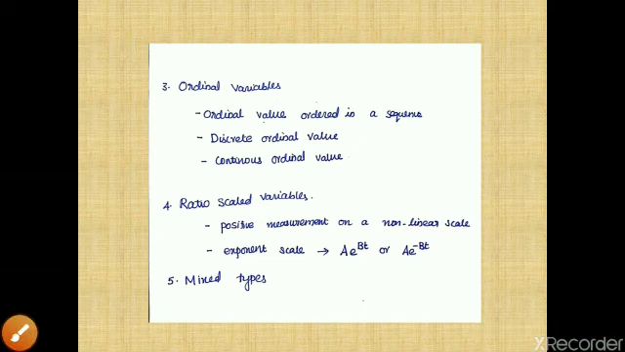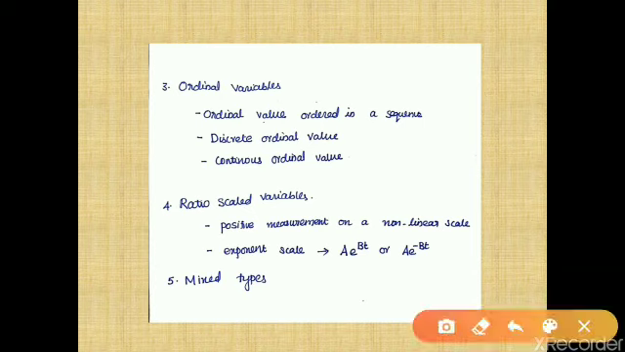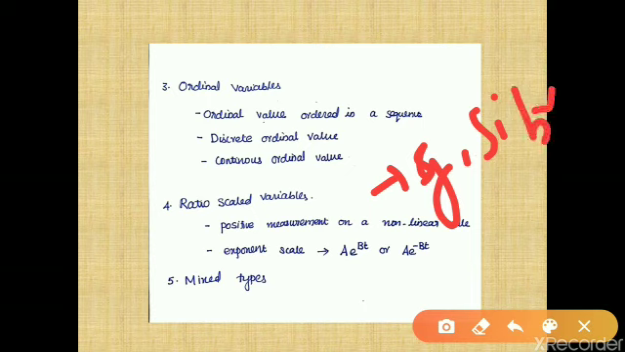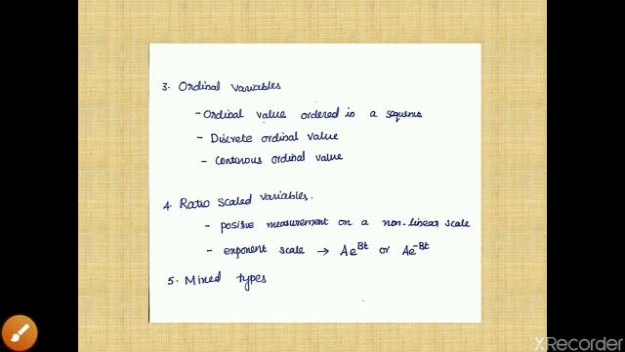Ordinal variables may be discrete or continuous. For a continuous example, in a sport, if we are giving gold medal, silver and bronze, it shows first, second and third position. So there is a continuous order, and to show that, we use a continuous ordinal variable.